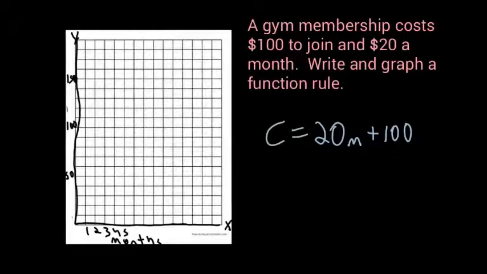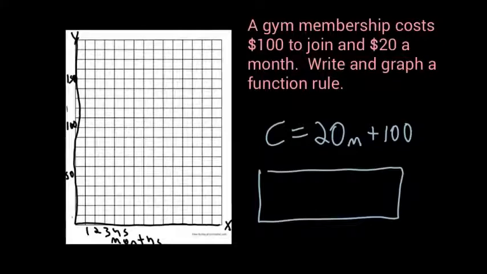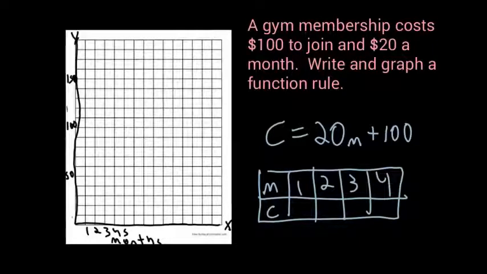So you can just start putting in numbers here. You can think of a table. Months, costs, so 1, 2, 3, 4. So the first month it would be $20 plus the 100 would be $120. Second month would be $40 plus that 100, so $140. Then $160, then $180. So now we can graph this. So the first month we're at $120. I counted by tens here. Second month $140. Third month $160. Fourth month $180.